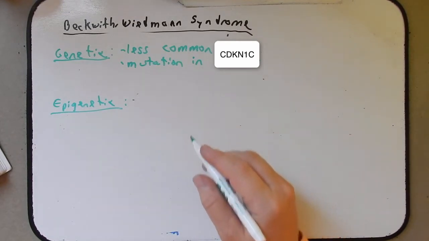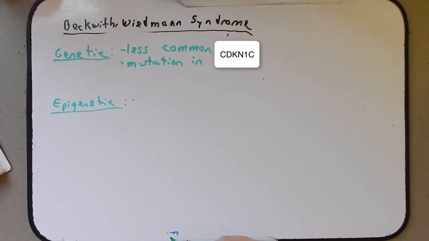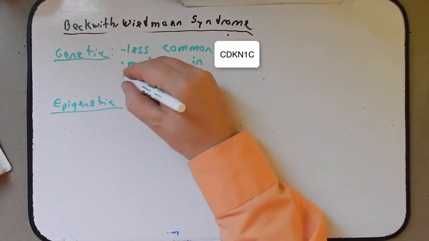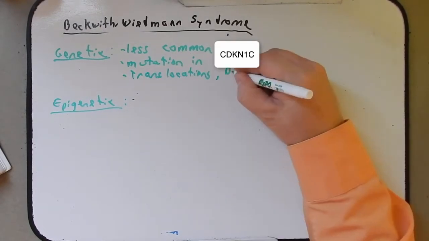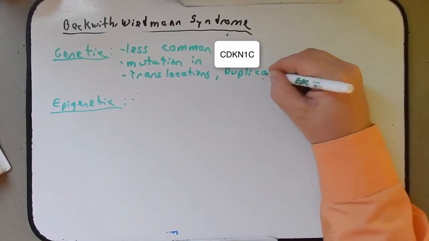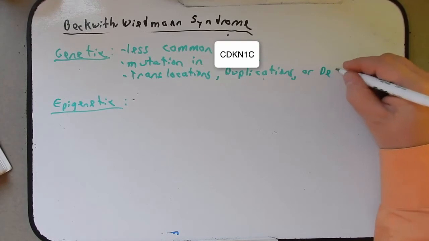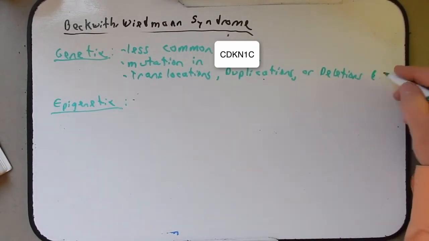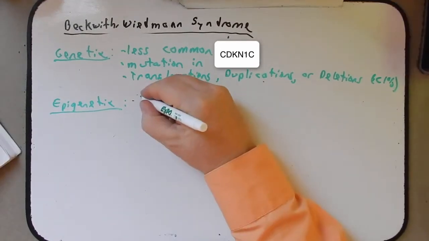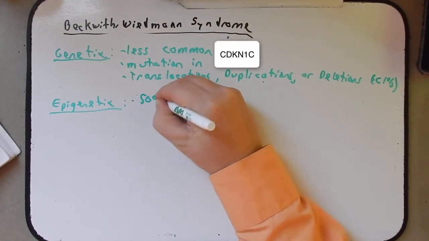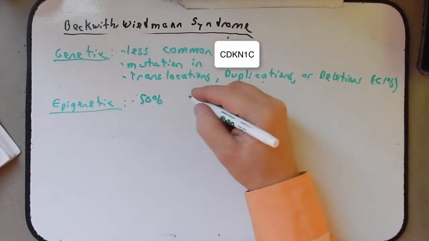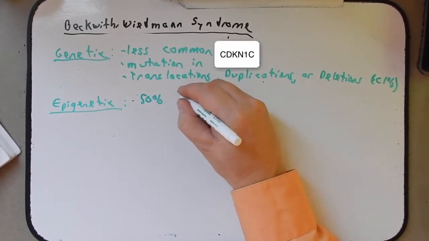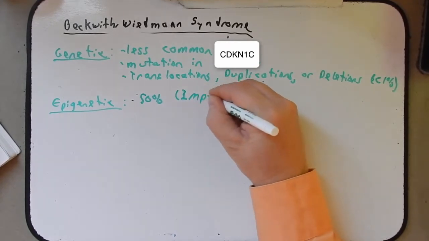It can be a regular mutation where part of the DNA has been altered to a different base, or it could also be caused by translocations, duplications, or deletions, chromosomal deletions. These three here account for less than 1%, so these are very rare. Now, about 50% or more of the causes of Beckwith-Wiedemann syndrome is caused by epigenetics, and more precisely, imprinting.